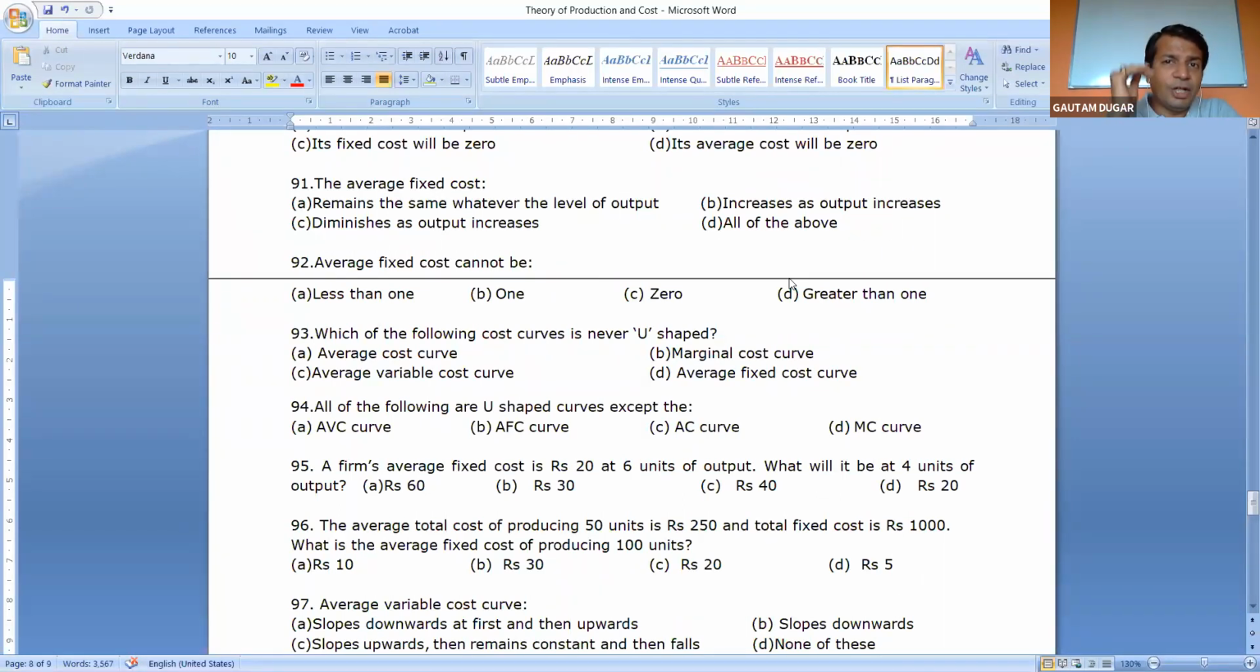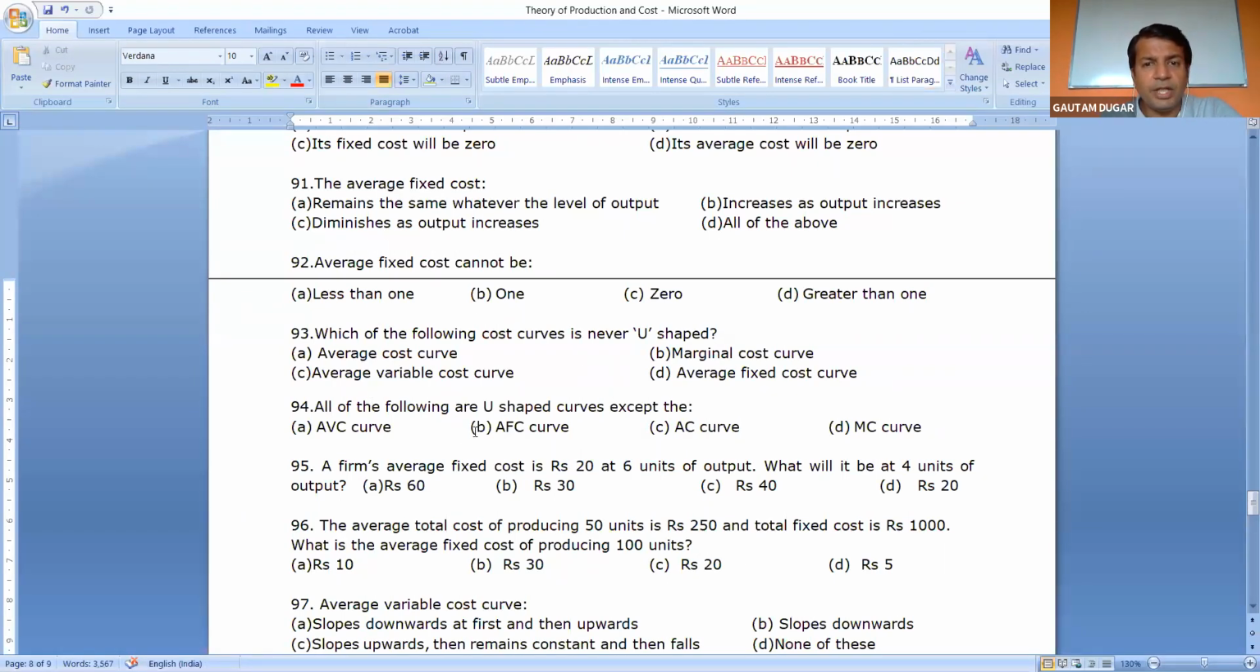Now that divided by output, that can never be 0. 93. Which of the following curve is never U-shaped? Obviously, average fixed cost curve is never U-shaped, because the AFC curve is constantly downward sloping. The rest three, average cost, marginal cost, average variable cost, are all U-shaped. But the AFC curve, as I said, is a rectangular hyperbola. It is never U-shaped. So for 93, the answer is D, average fixed cost.